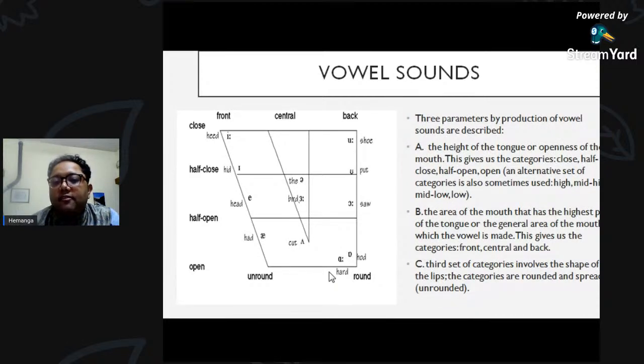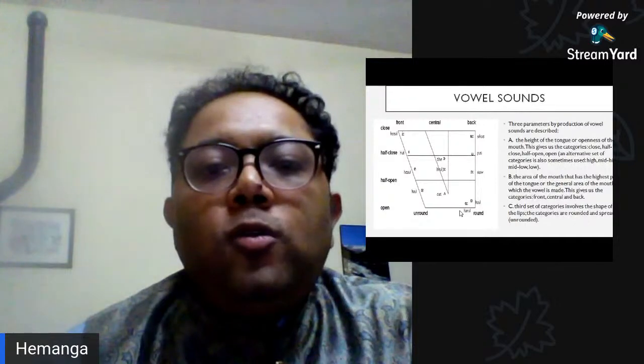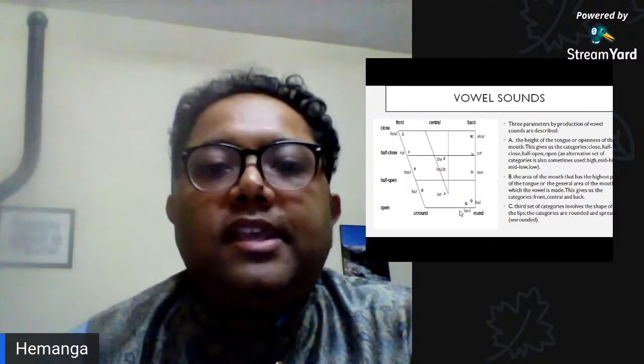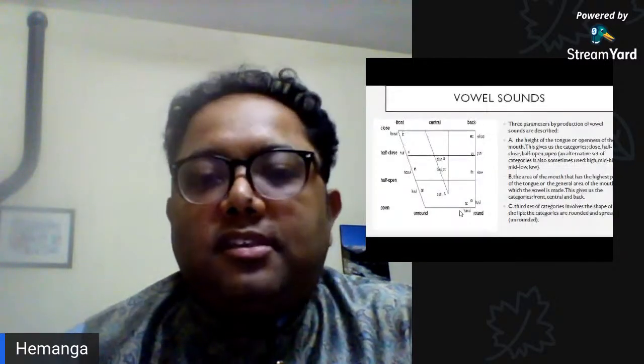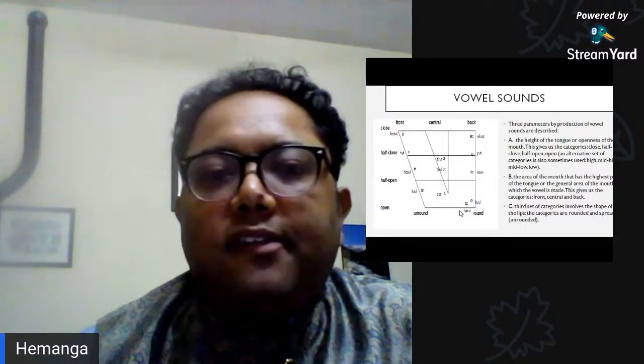The third component, which is very important, is the plus or minus rounded orifice. If you say E, you can see that the lip movement is spread. But if you say oo, the movement is rounded. So these are three components on the basis of which we can determine the vowel sounds.